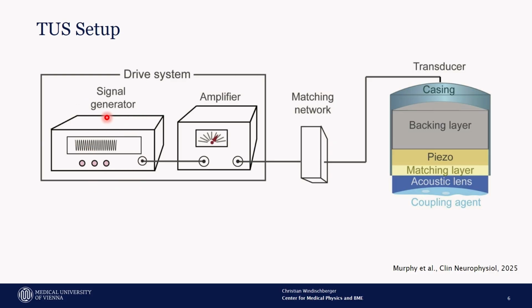This is generated here, the signal generator. Then you put it into an amplifier. And from the amplifier, it goes into a matching network to reduce reflections on the cables, and then it enters this transducer. The really important part of this transducer is this piezo layer, right? And this piezo layer is actually the one thing that really causes the ultrasound waves to occur.